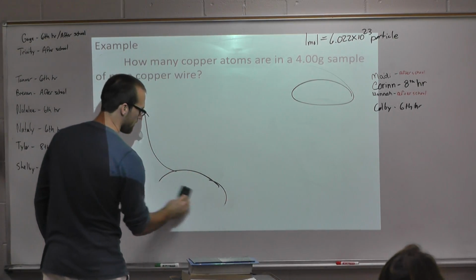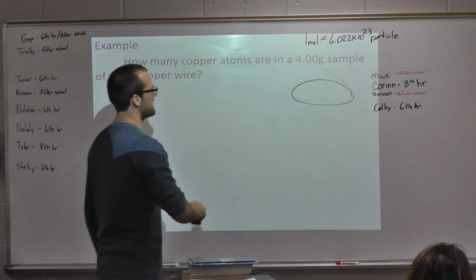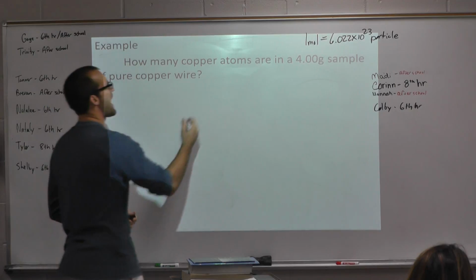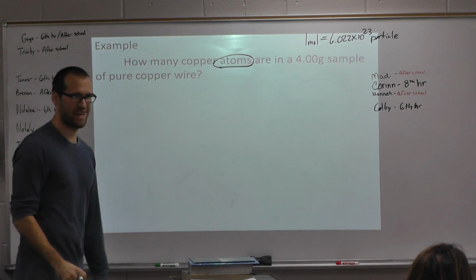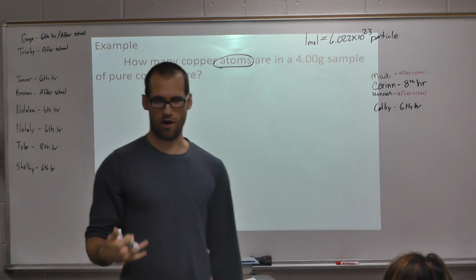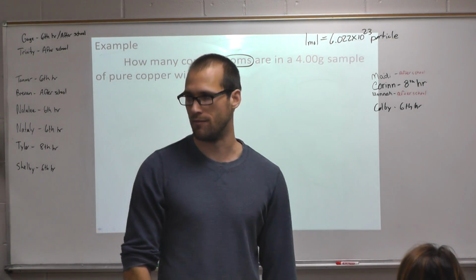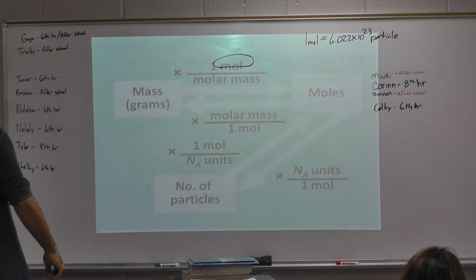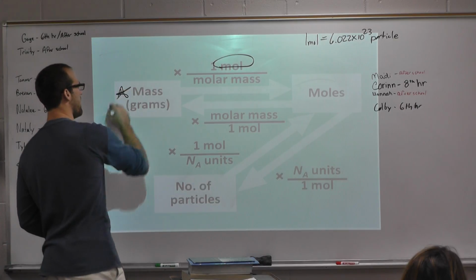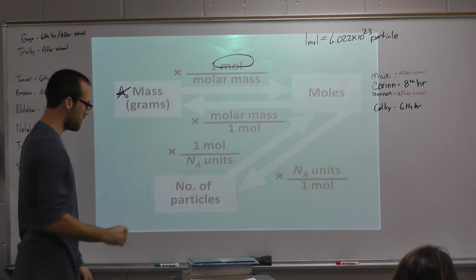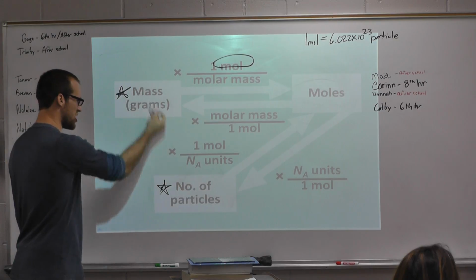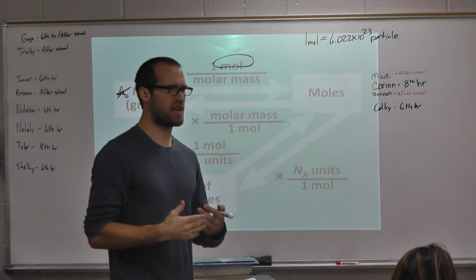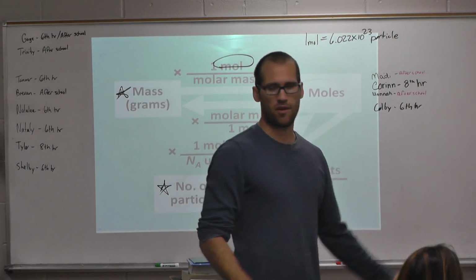Here's where we're going to do it. Notice that it says I've got 4 grams of copper, and I want to know how many atoms that is. Notice it didn't say how many moles that is. So this is going to be a 2-step problem. Let me show you. Do we have any conversion that allows me to go straight from mass to particles? No. And the reason why we don't is because every element has a different mass.